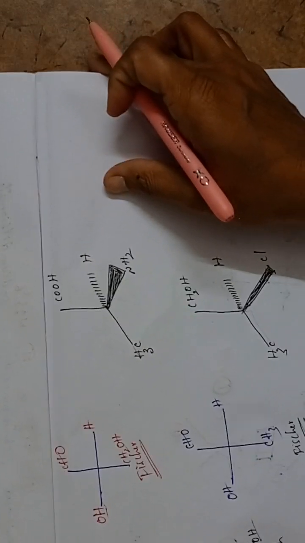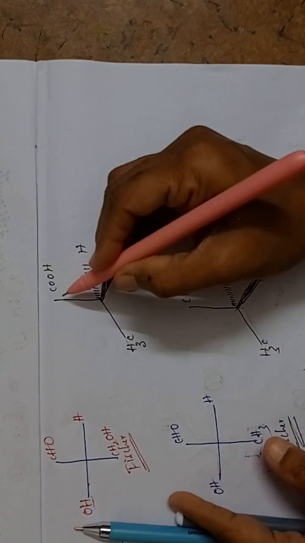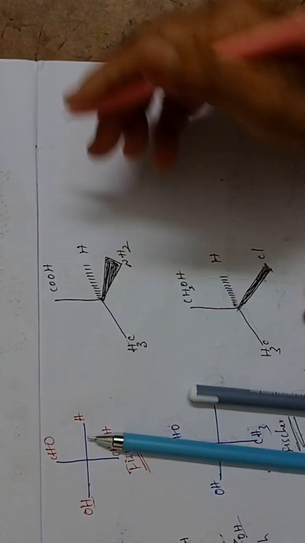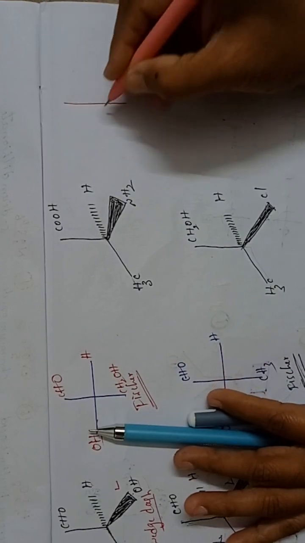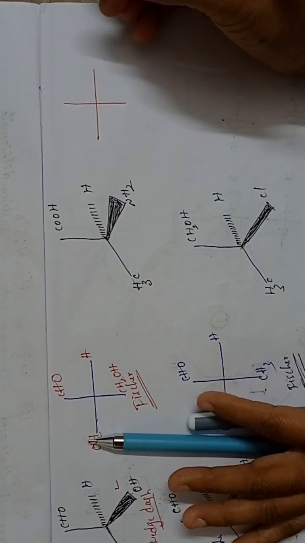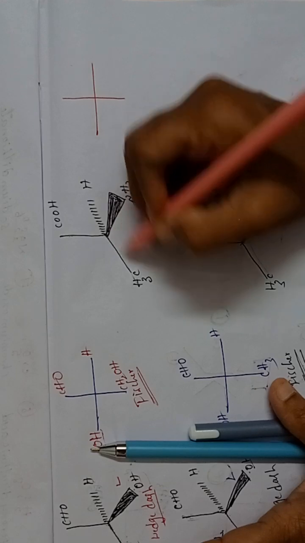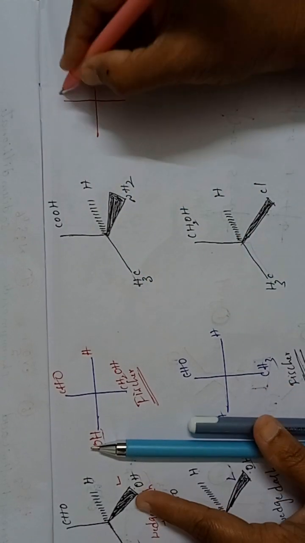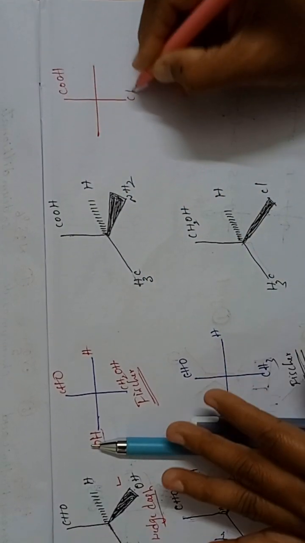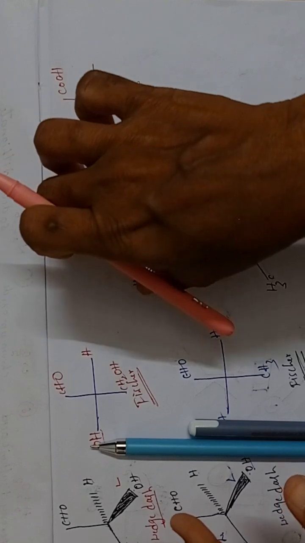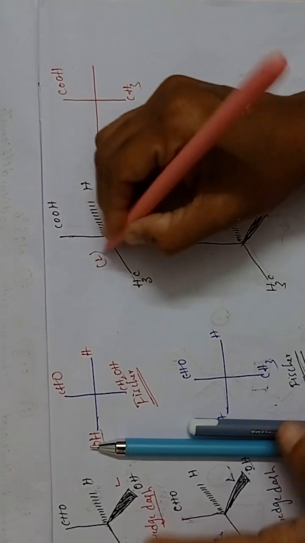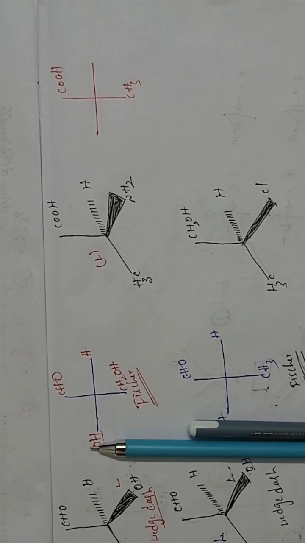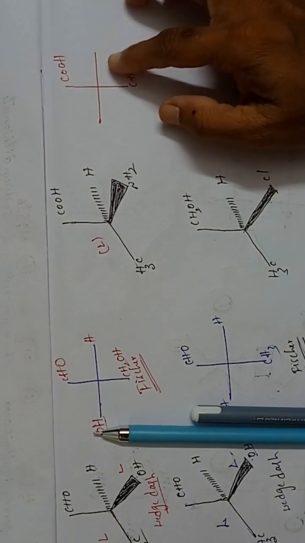See here. In this structure, how is it, students? Thin line. First you draw the Fischer structure. How to draw the Fischer structure? One vertical line, one horizontal line you have to take. Now these two thin lines you have to write on the vertical line, COOH, CH3. Clear? These two groups you have to write on the vertical line, students. So how is it, students? It is the left-hand side. Understanding? Clear, students?